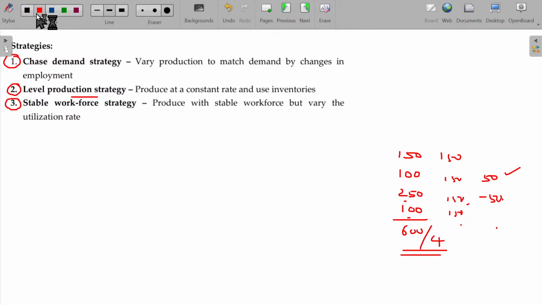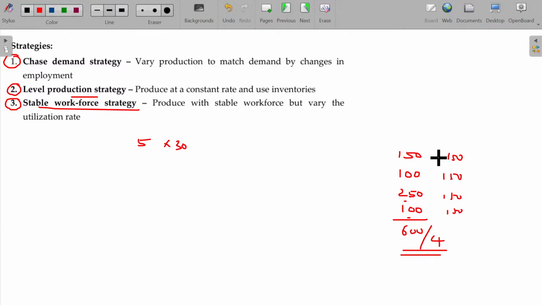Another one is stable workforce. What is that, sir? I have 5 employees. I retain the 5 employees. Each and every employee is capable of producing 30 units. So 150 I will produce. Is that okay?